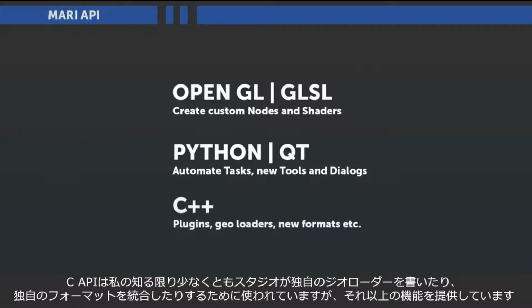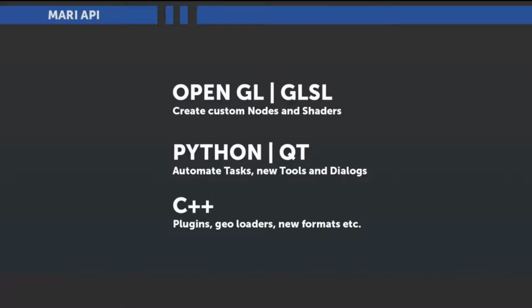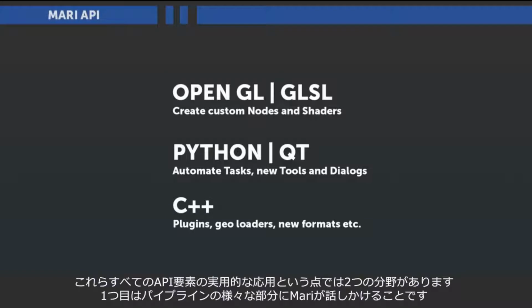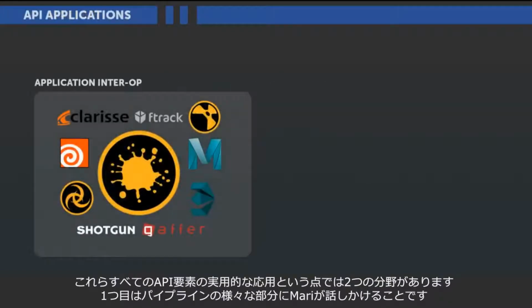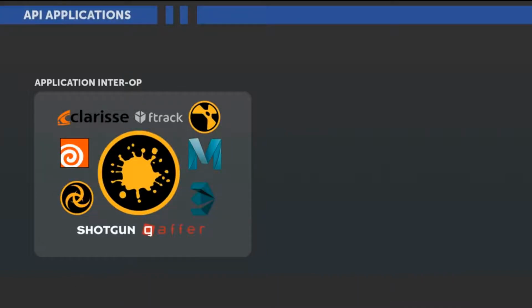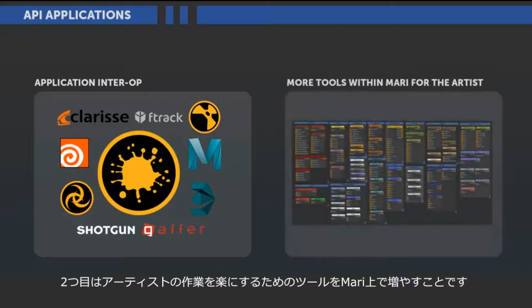Finally, there's the C API, which to my knowledge at least is mostly used by studios to write their own geoloaders, integrate their own formats, etc. But it obviously offers a lot more than that. In terms of practical applications of all these API elements, it really comes down to two fields. The first one is having Mari talk to different parts of your pipeline because it obviously does not exist in a vacuum. And the second part is making artists' life easier and give them more tools to produce the actual work inside of Mari.